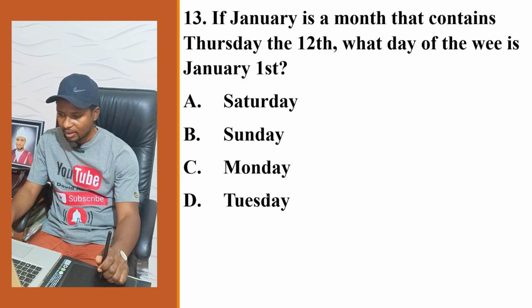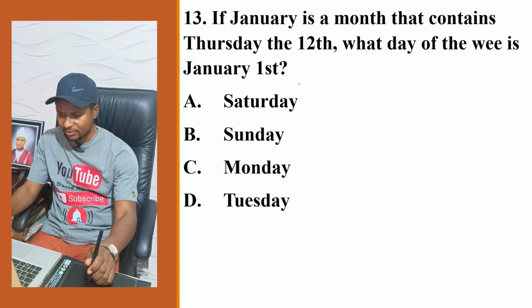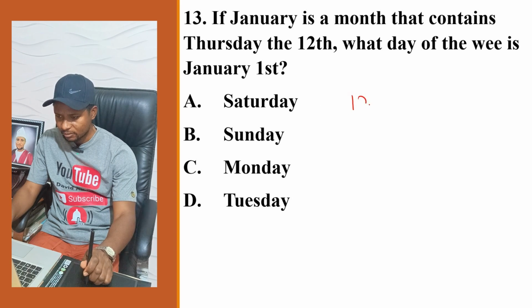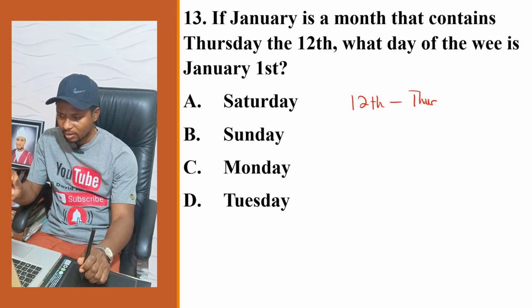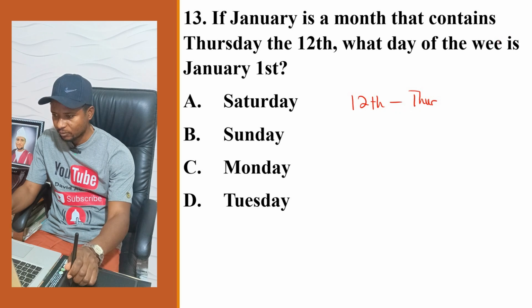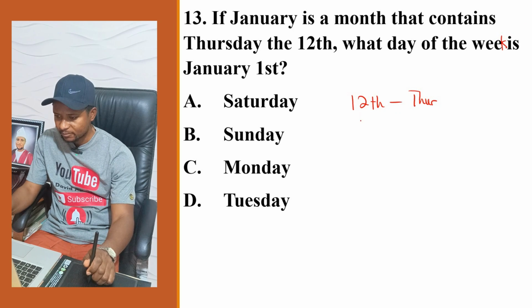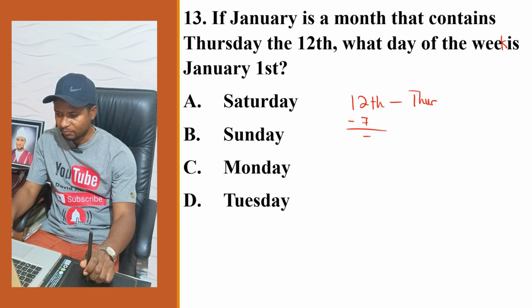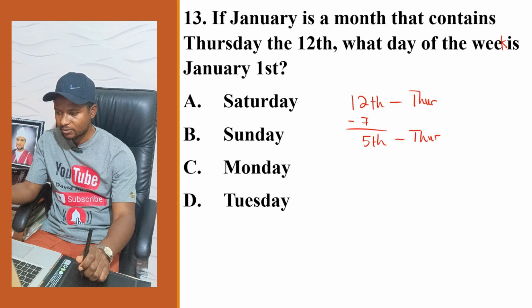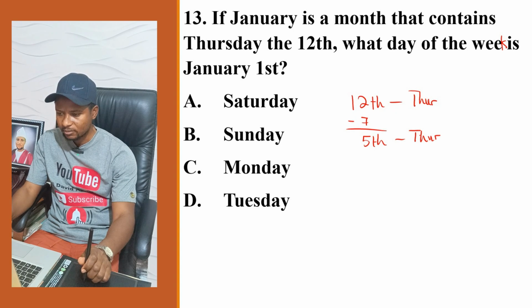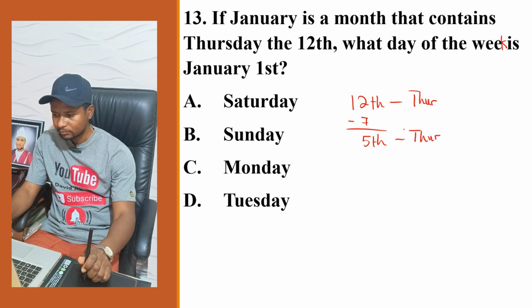Question 13. In January, if January is a month that contains Thursday the 12th. So what day of the week is January 1st? So just take out 7, backdate it 7. By the time you subtract 7 from this, you're going to get to the 5th. And that 5th is exactly Thursday. Every multiple of 7 you take out will take you back to where you're starting from.